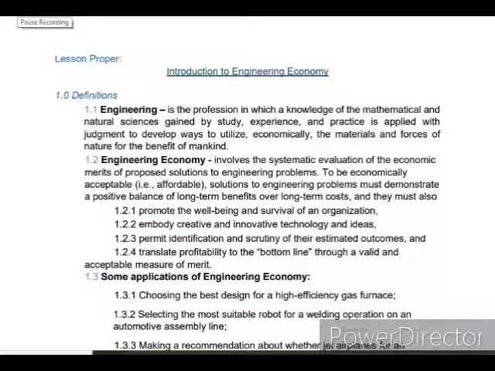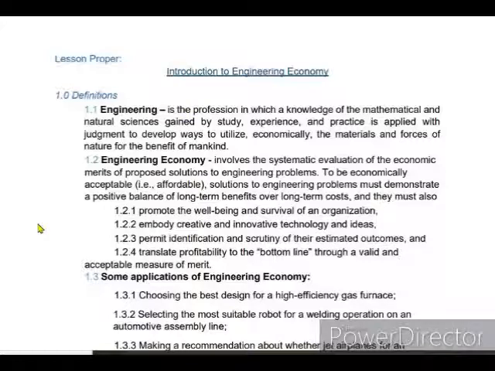So lesson proper. Introduction to Engineering Economy. 1.0 Definitions. Engineering is the profession in which knowledge of mathematical and natural sciences gained by study, experience, and practice is applied with judgment to develop ways to utilize economically the materials and forces of nature for the benefit of mankind. So that is the definition of engineering. So as engineers, we should be well versed in all aspects of our profession. Okay, not only with the technical ones, but of course with other aspects. Okay, that is mentioned in its definition.